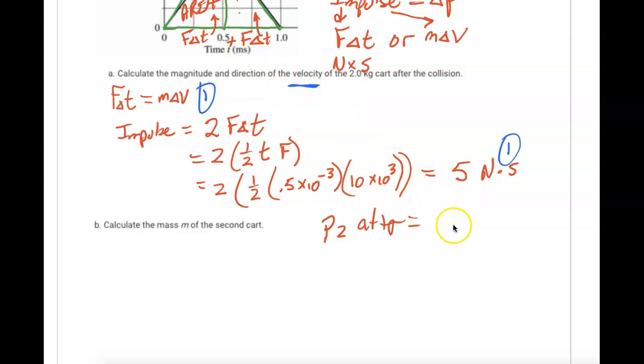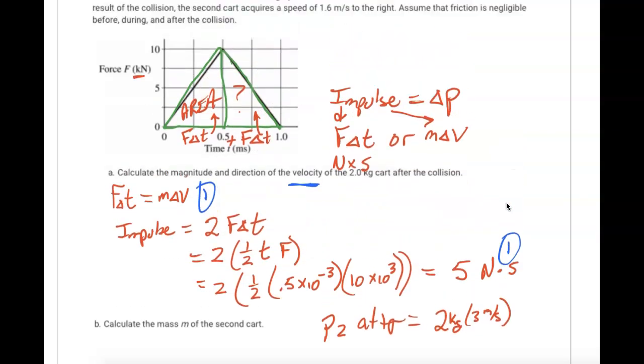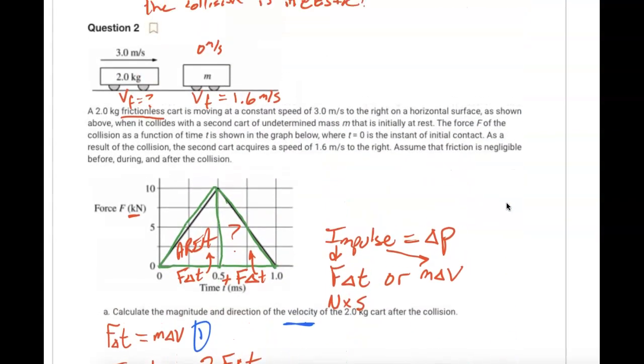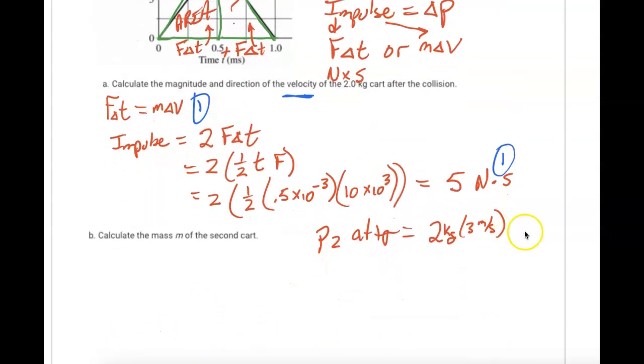And that is equal to 2 kilograms times 3 meters per second. So where did I get that? That 2 times 3 is our original momentum, okay? And so we are going to subtract from that the change in momentum, which is 5 newton-seconds, and you end up with 6 minus 5, which is 1 newton-second. And that is our momentum after.